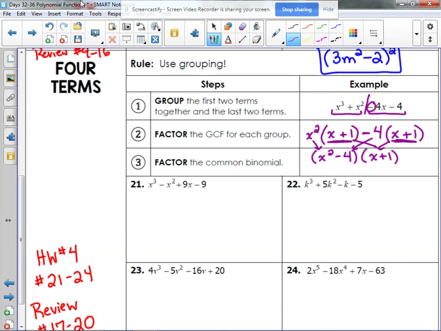Now, you do need to check for further factoring. X squared minus 4, difference of perfect squares. X plus 2 times x minus 2. Now, will that always happen? No, but sometimes it does. We need to check for it.